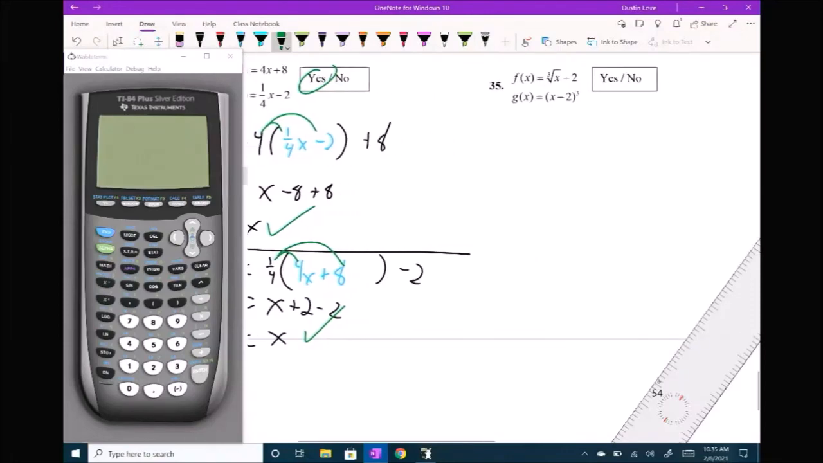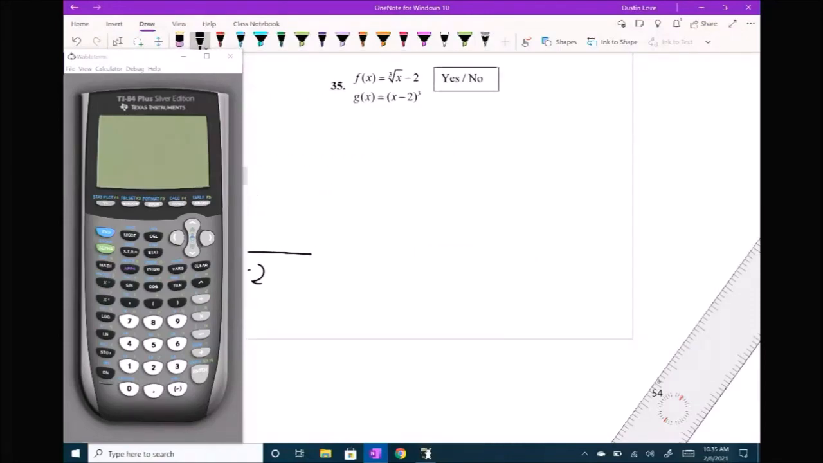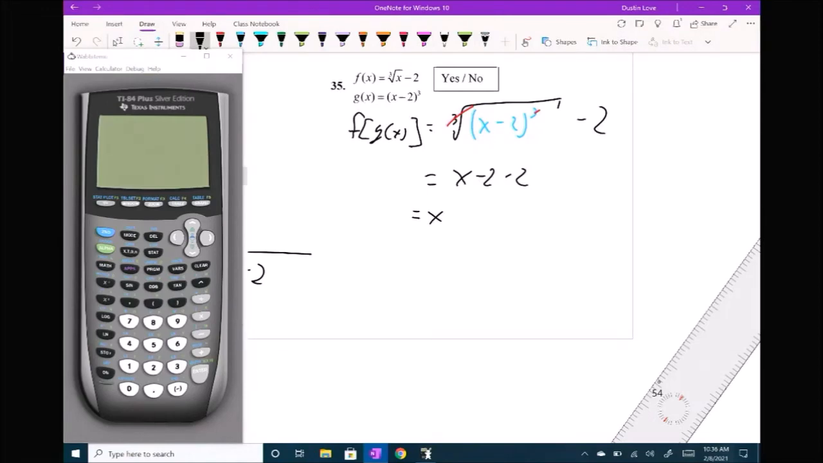And 35, let's do f of g of x. So f is the cube root of x minus 2. Where the x was, we're going to place in g, so that is going to be x minus 2 cubed. Now my cube root and my cubed will cancel, leaving me with x minus 2, and those two 2's combine together to make a minus 4. So that one fails, so my answer is no.